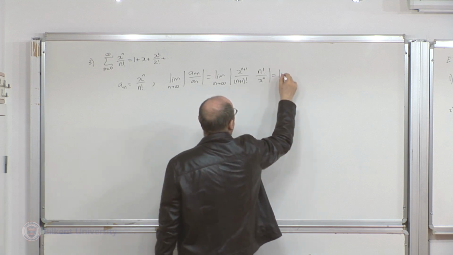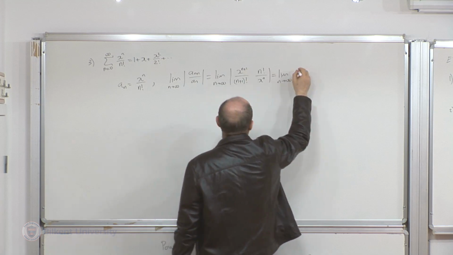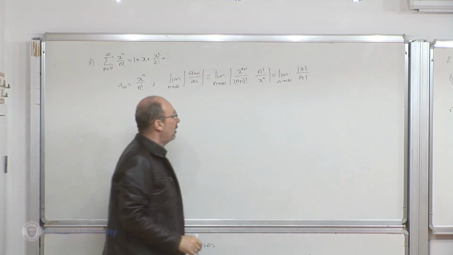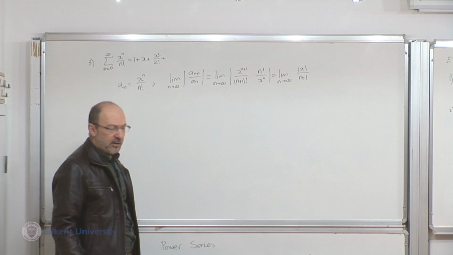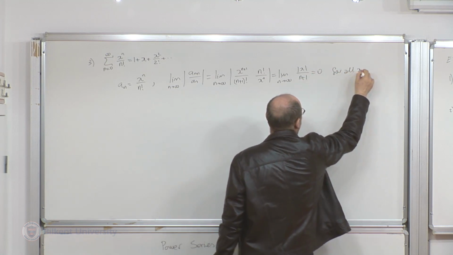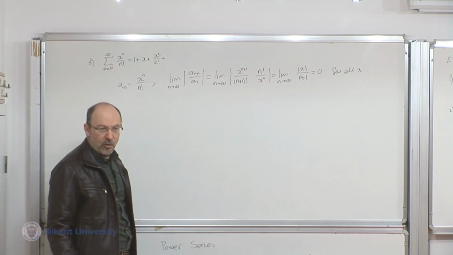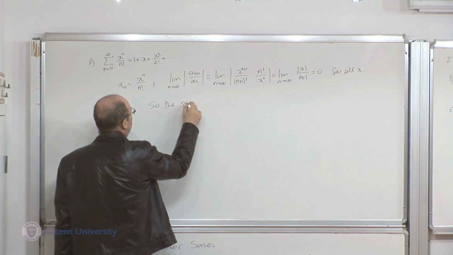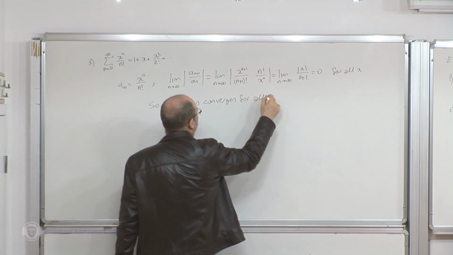So we simplify this. And here you have x, absolute value of x, and here you have n plus 1. So you see that the limit is equal to 0, no matter what the value of x is. Okay, so this is equal to 0 for all x. The limit is, for all x, less than 1, so it converges. Okay? So the series converges for all x.